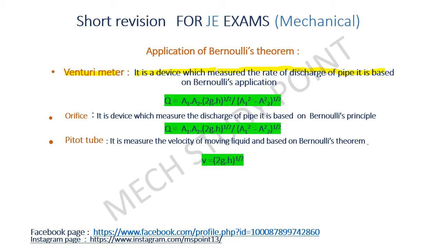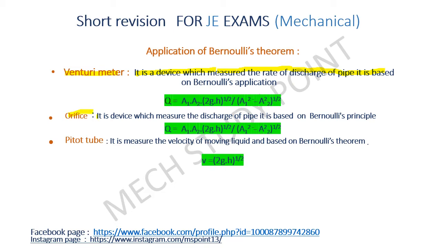We will calculate the discharge through the venturimeter. So Q is equal to A1 A2 into root of 2GH upon under root of A1 square minus A2 square. A1 is the area at one end, and A2 is the area at the other end, and H is the height of the venturimeter. A1 and A2 are the cross-sectional areas of the pipe ends. So next is the orifice.